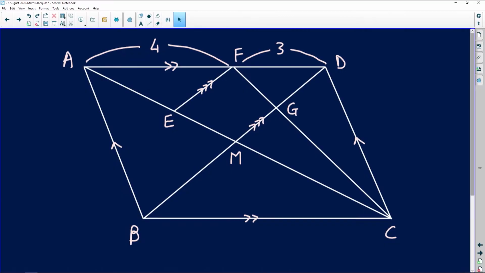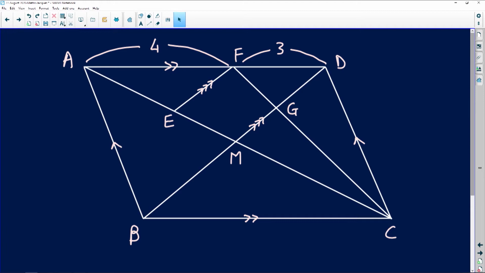As promised, we're going to look at some tricky geometry, and this time around we're working with proportionality in triangles and in figures. Okay, so let's have a look here. They've given us the parallelogram ABCD. Now I've filled in that these sides are parallel to one another.